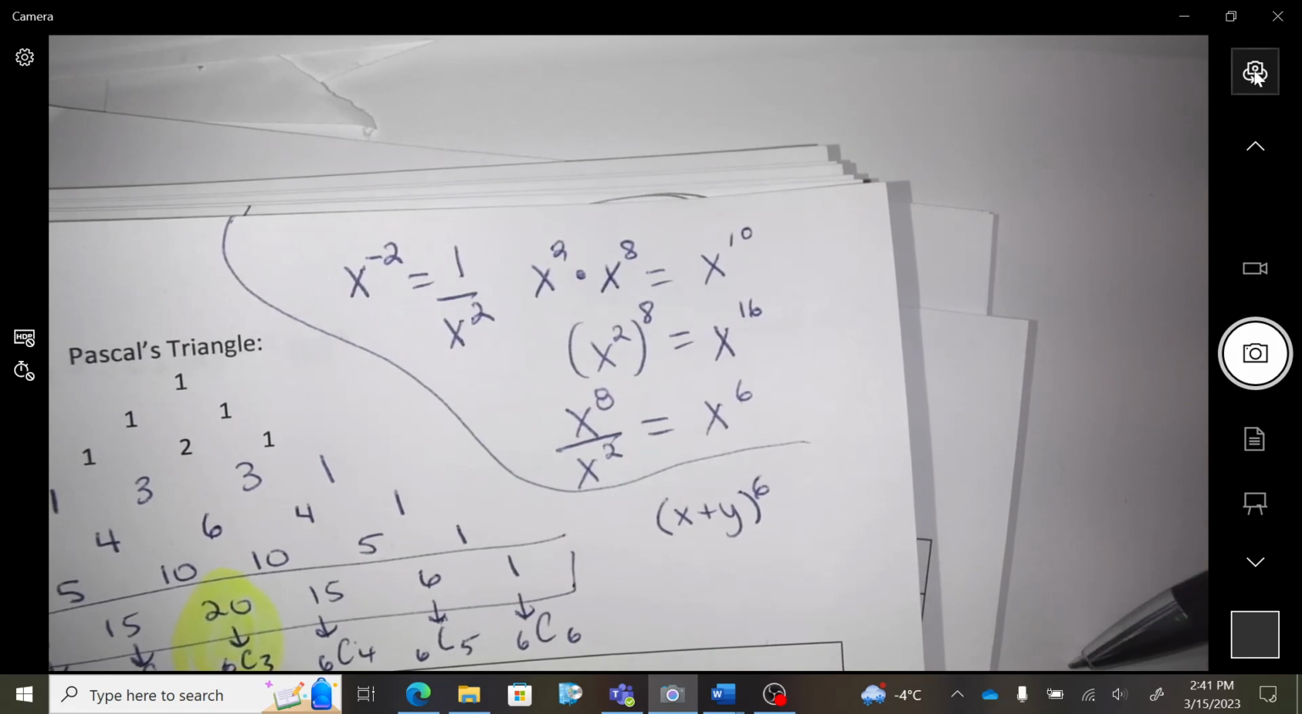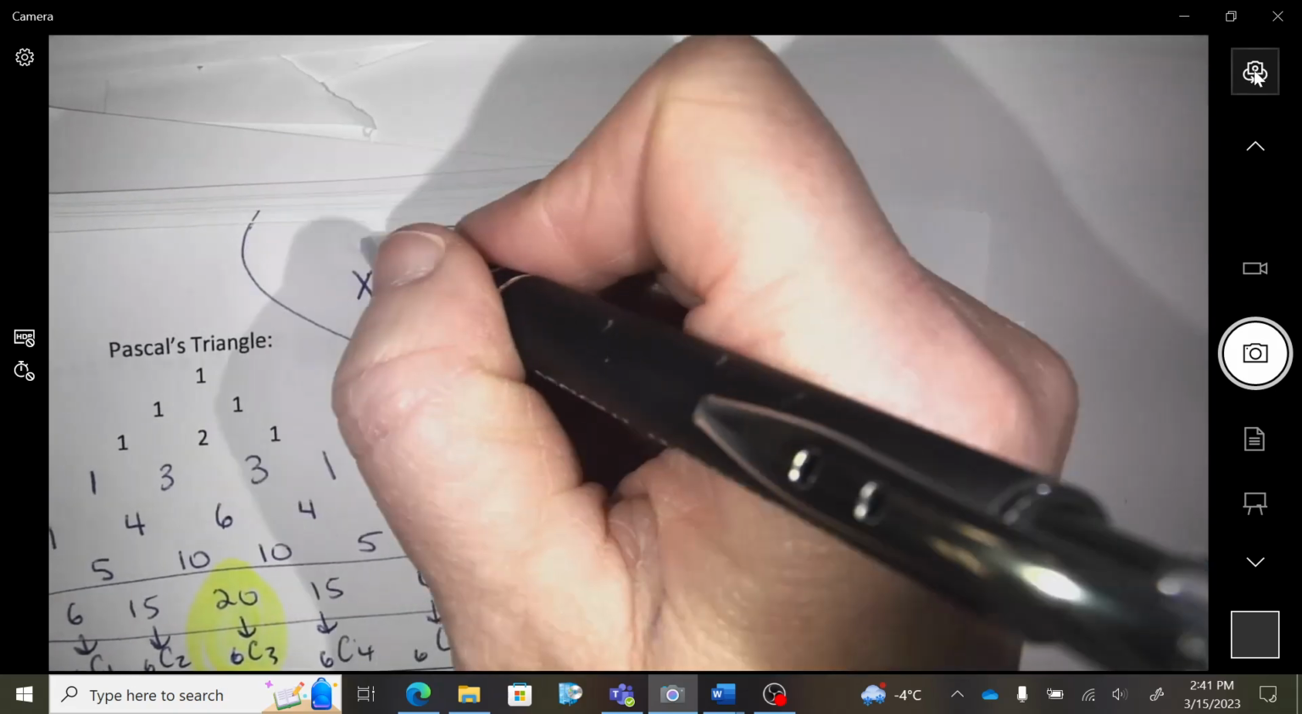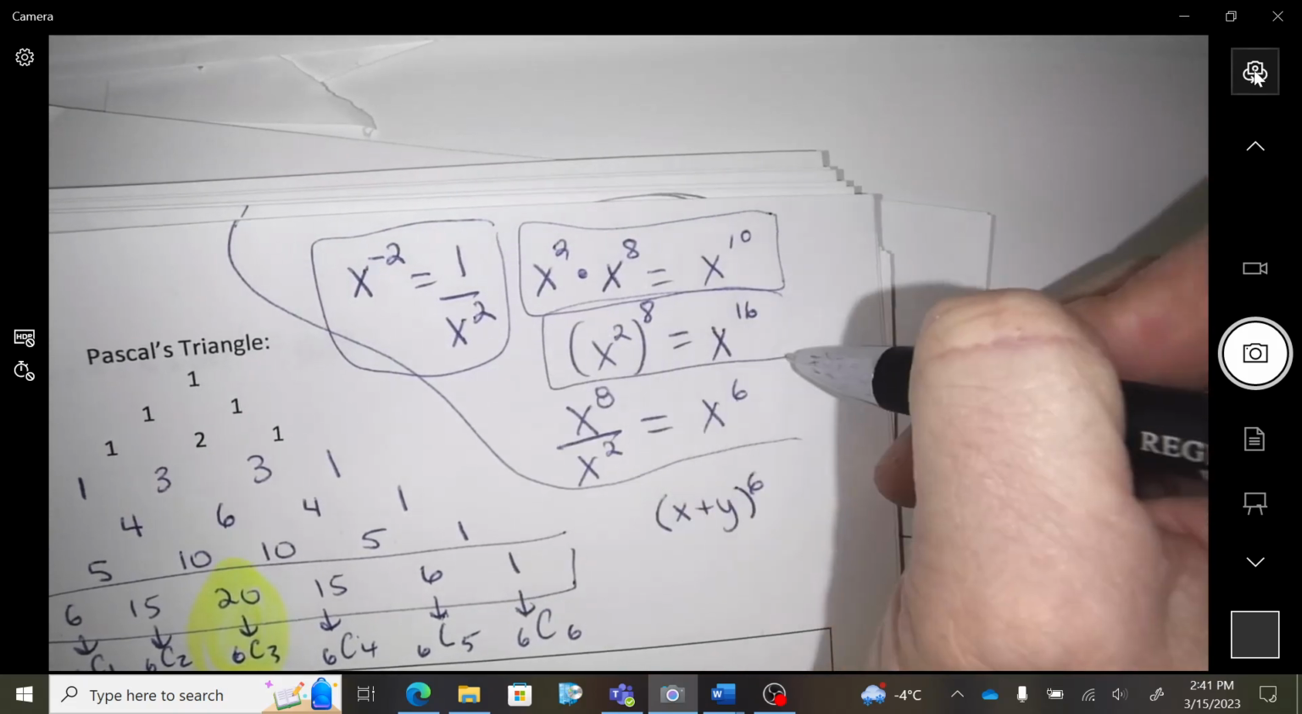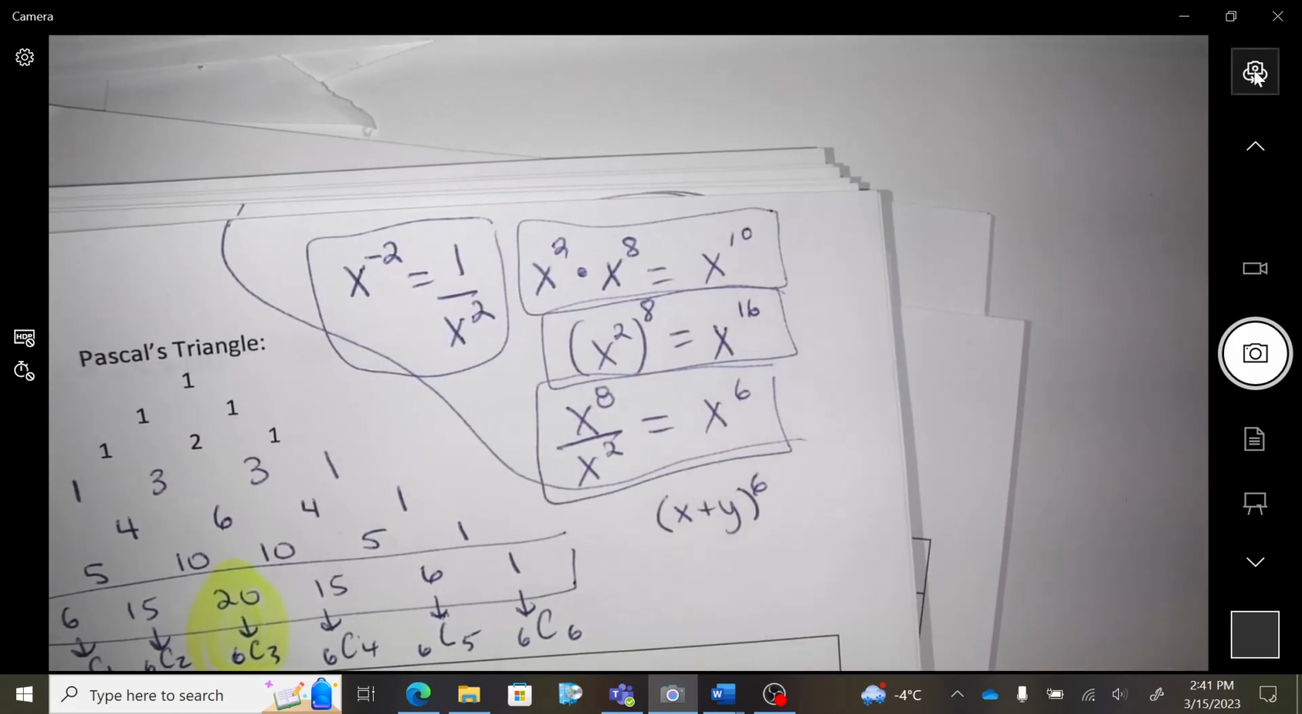Okay, everybody, did you write that down somewhere? We're ready. Wait till our log exponent unit, when that all comes back, heavy duty time. So you have a negative rule, you have the multiplication rule, you have the power rule, and the division rule.